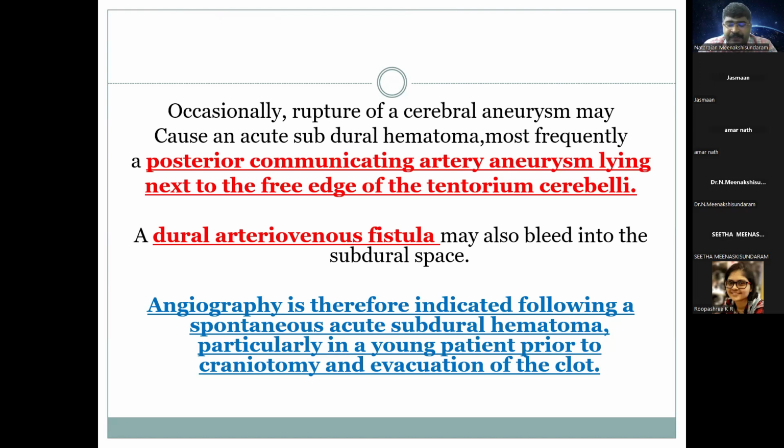So we need to always keep all the causes in mind whenever we see such cases. Common things are always common as far as the specialty is concerned, but as far as neurosurgery is concerned, uncommon things are common for us. So always keep in mind, for a spontaneous acute SDH, the commonest cause is posterior communicating artery aneurysmal rupture, then the dural AV fistula, and then AVM.